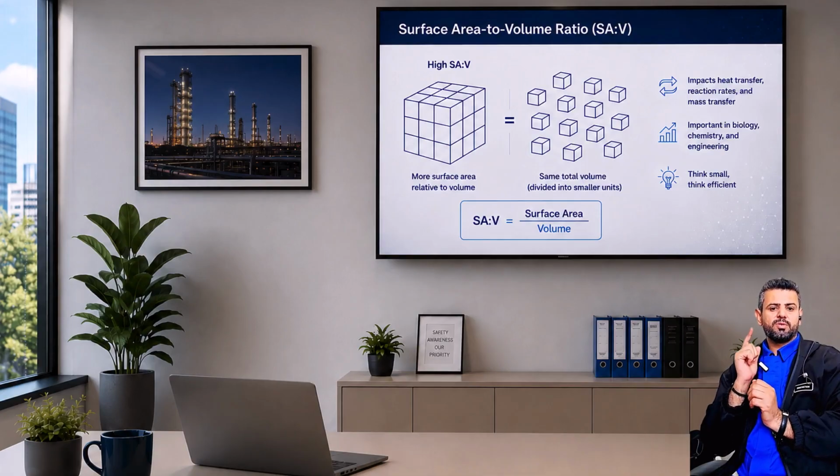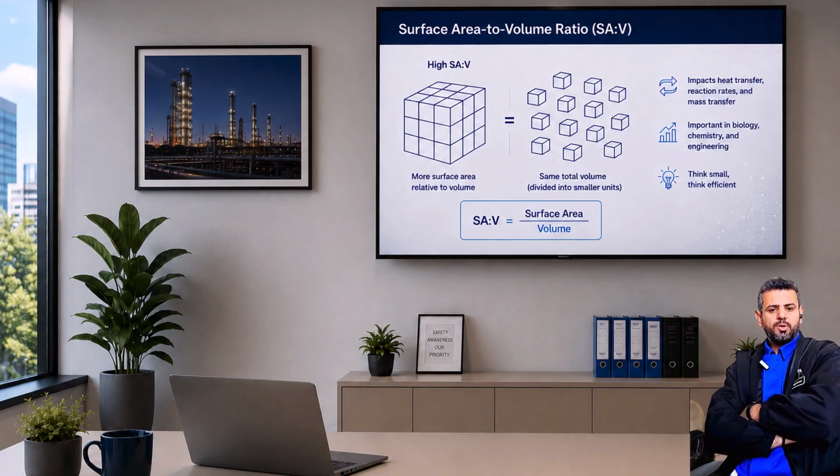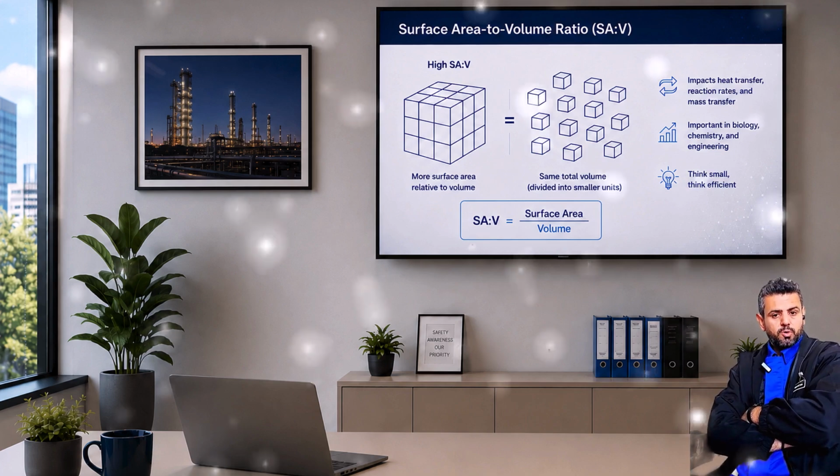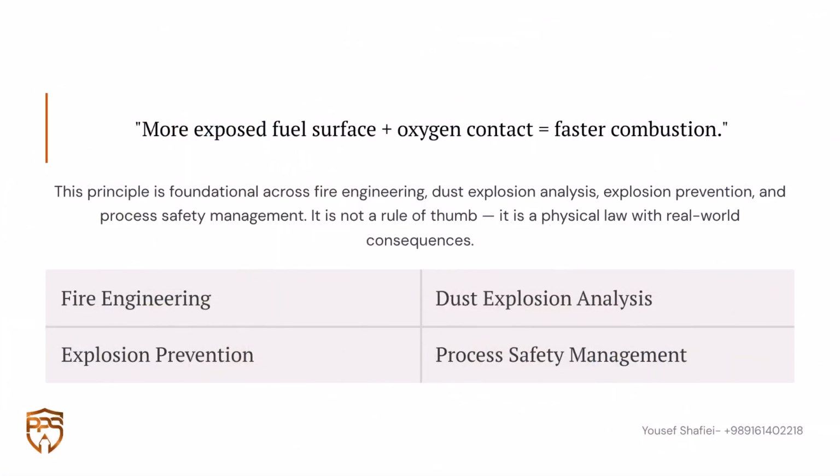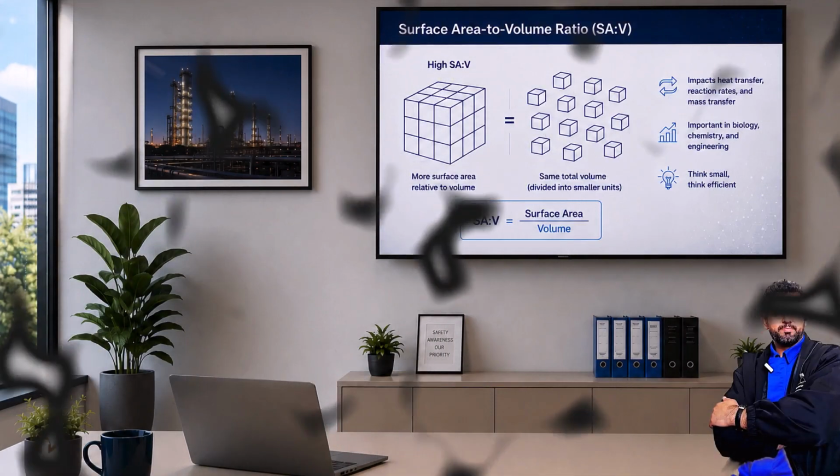And this is one of the core principles behind industrial explosion. A very important principle to remember is this: more exposed fuel surface plus oxygen contact equals faster combustion. This concept is fundamental in fire engineering, dust explosion analysis, explosion prevention, and process safety management.